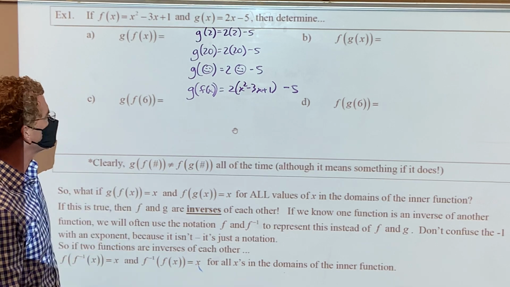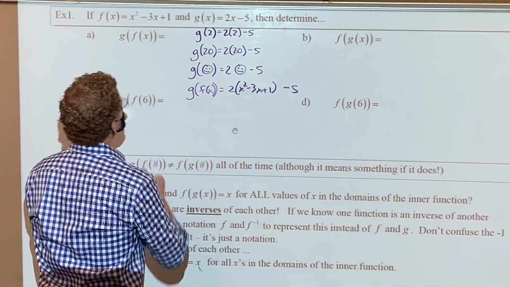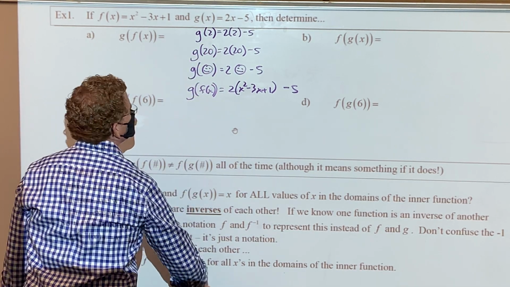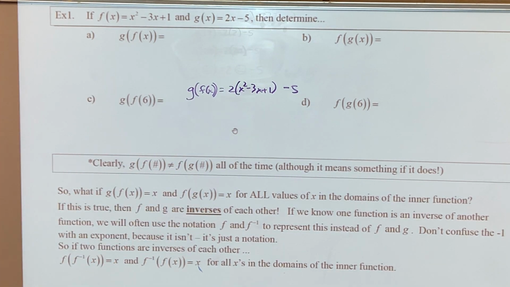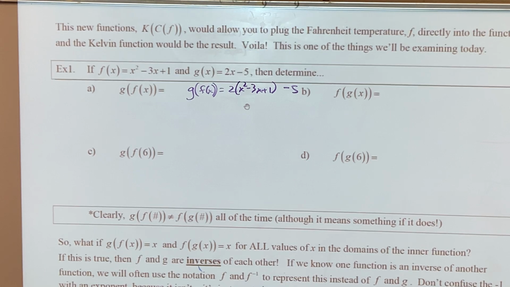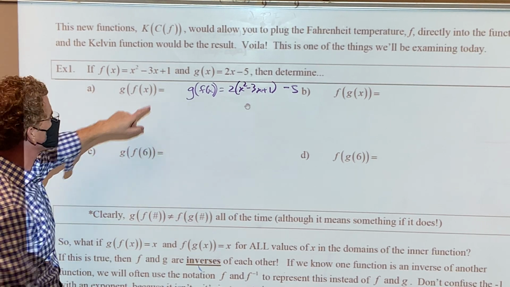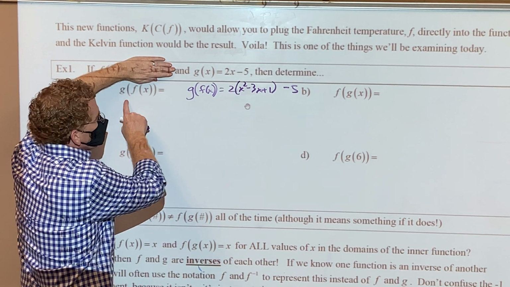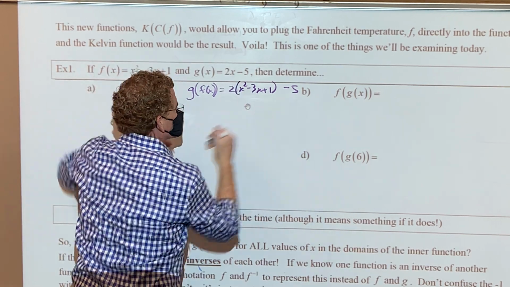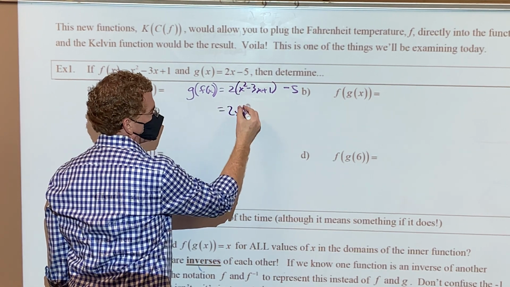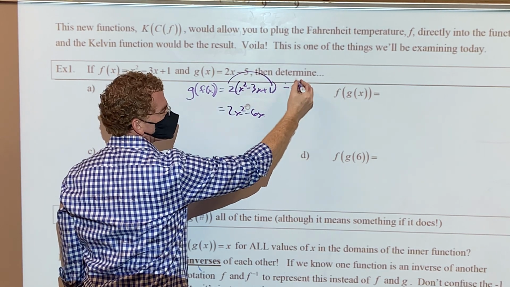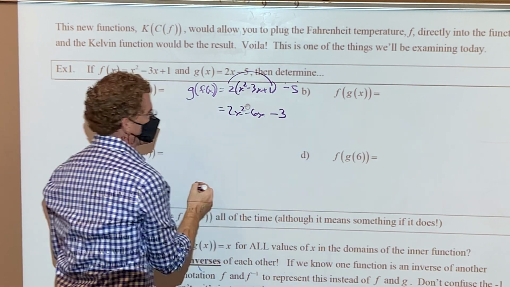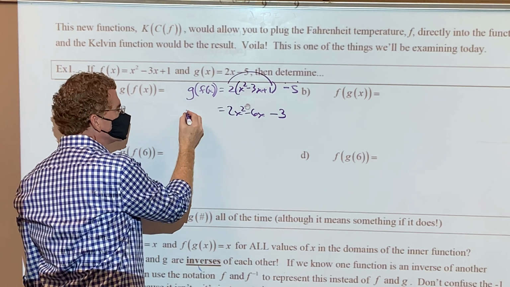And then, of course, you've got to clean it up. So for me, this is my answer to this, minus all this other junk right here. So if I'm doing g of f of x, I take the f of x function, I plug it in there, and I get this, and then I just clean it up. 2x squared minus 6x plus 2 minus 5 is a negative 3. And guys, this is the new function.